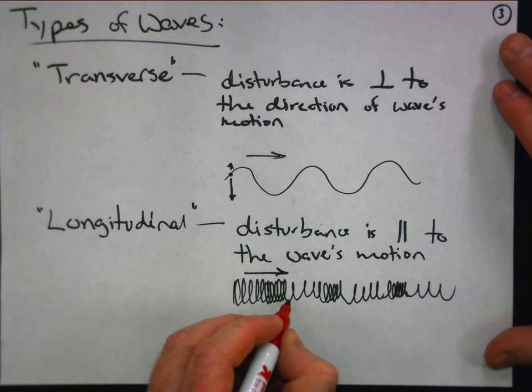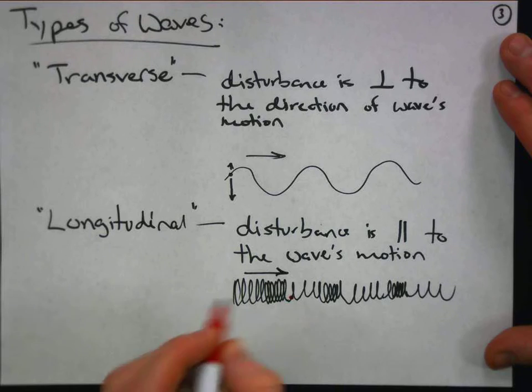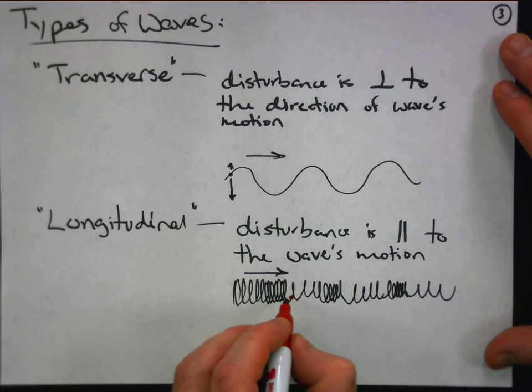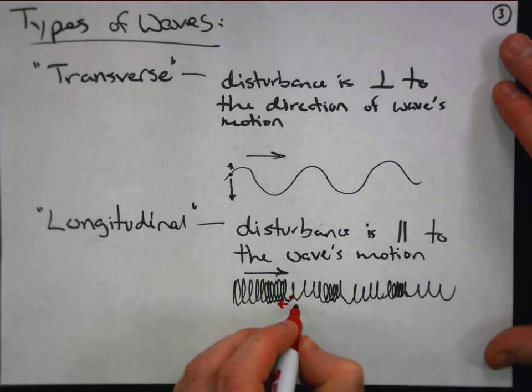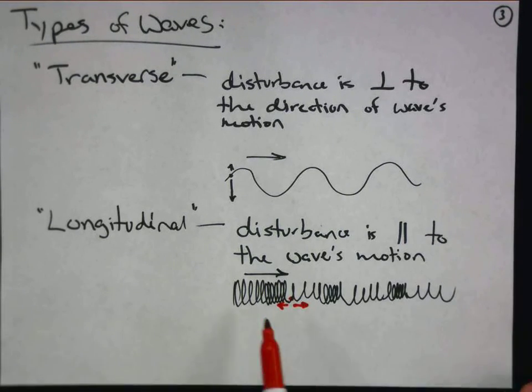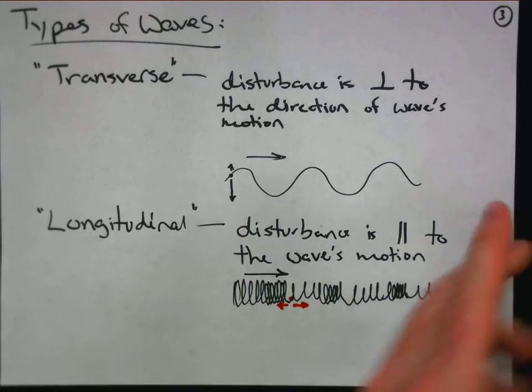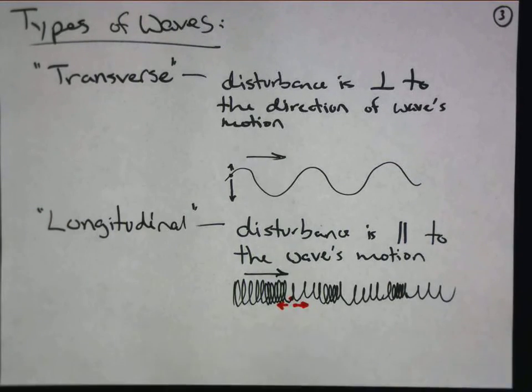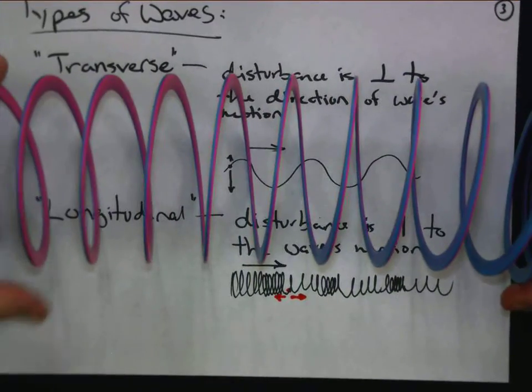Let me pick this part, right here. That part of the slinky is oscillating that way and that way. So the oscillation, the disturbance, is now parallel to the direction of the wave. And I'll show you that one more time. Longitudinal waves are probably neater than transverse waves.